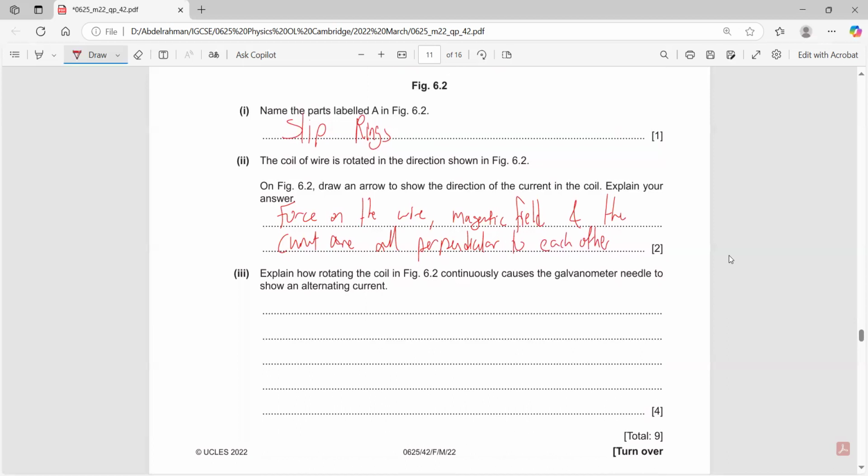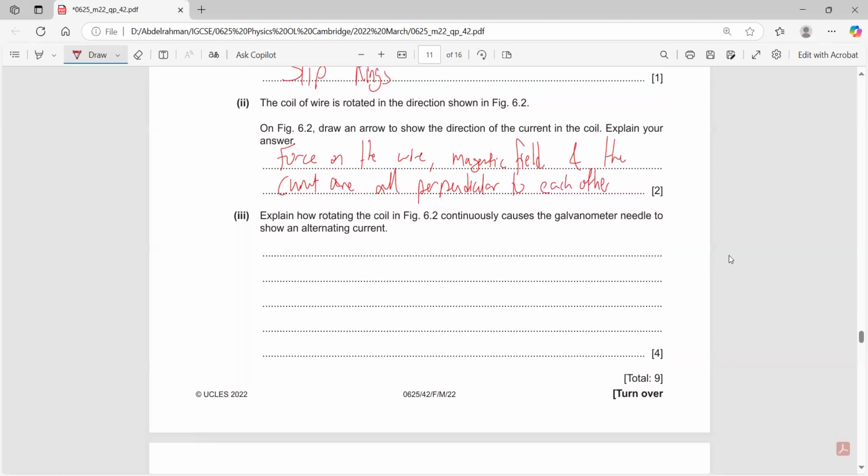Explain how rotating the coil continuously causes the galvanometer needle to show an alternating current. How does the galvanometer needle keep on showing an alternating current? How does it keep on moving or deflecting left and right? It's not that hard. If you think about it, the coil keeps on moving continuously, up and down. As it moves up, what happens?